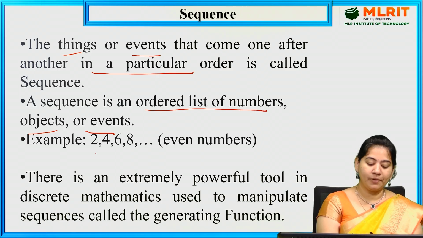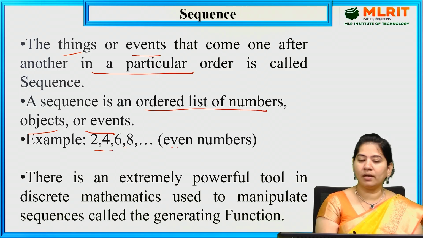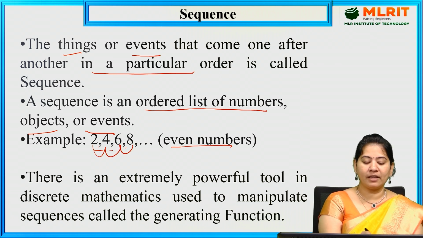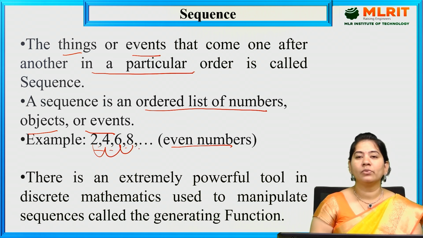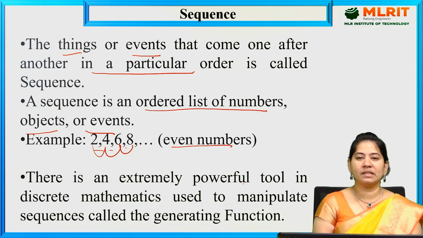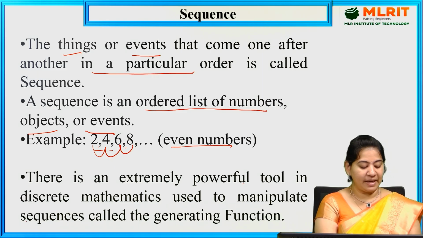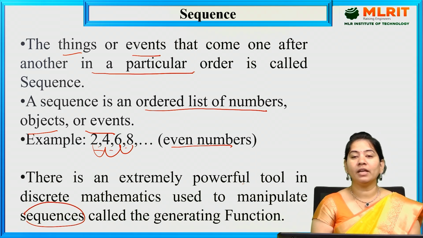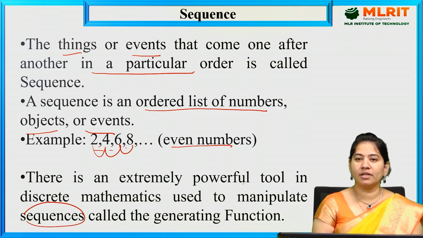For example, 2, 4, 6, 8, even numbers. If you observe, after 2 we get 4, then 6 or 8. These numbers are occurring one after another. Now there is an extremely powerful tool in discrete mathematics used to manipulate these sequences, and we call it the generating function.